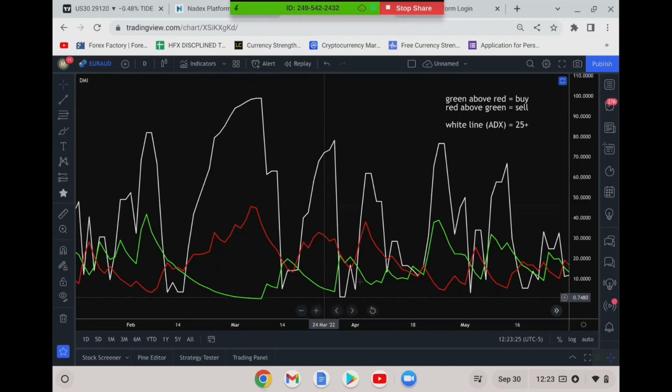Now for a buy, you would want to see the opposite. You would want to see the green over the red. And again, we would want our ADX to be above 25, which as we can see at this time, it was up at 76. So these were both high volatility opportunities within the market.